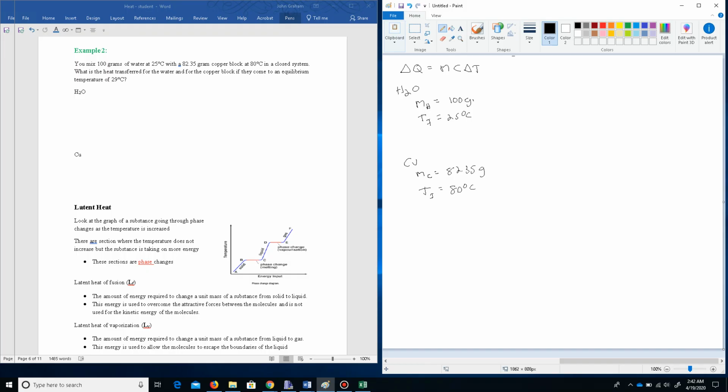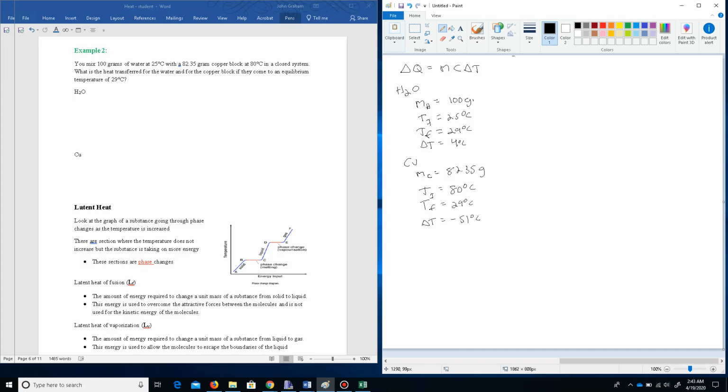And it's going to be a closed system, and we want to know what is the heat transfer for the water and for the copper, if they come into equilibrium temperature at 29 degrees. So the final temperature is 29 degrees. Right, so the change in temperature for the copper is going to be a negative 51 degrees. And the change in temperature for the water is going to be a positive 4 degrees. So this is going to gain energy, this is going to lose energy.